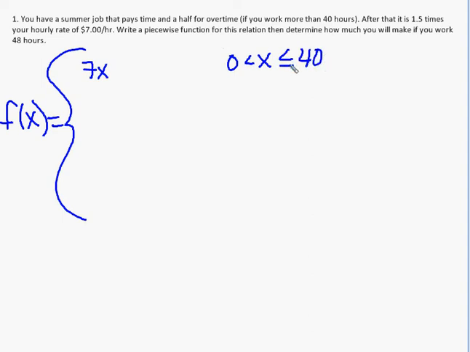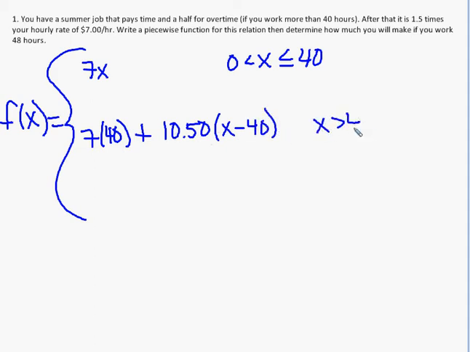Now after 40 hours we'll make 1.5 times the 7. So we're still going to get paid the $7 per hour for the first 40 hours plus time and a half. So time and a half of 7 would be 10.50. And we're going to say, well, our hours minus the 40. And then your domain will be everything greater than 40.